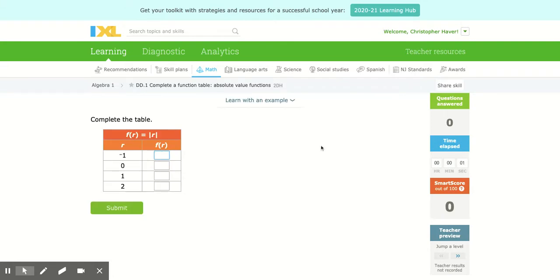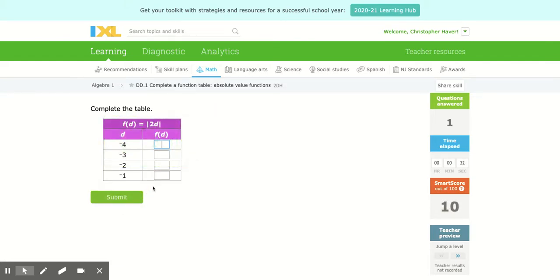So in the first one, DD.1, what you need to do is simply finish the table. f of r means absolute value of r. In other words, given this value, you need to find it according to this formula. So in the first case, just the absolute value. Absolute value of -1 is +1. Absolute value of 0 is 0. Of 1 is 1. And of 2 is 2. So we start out quite easy.